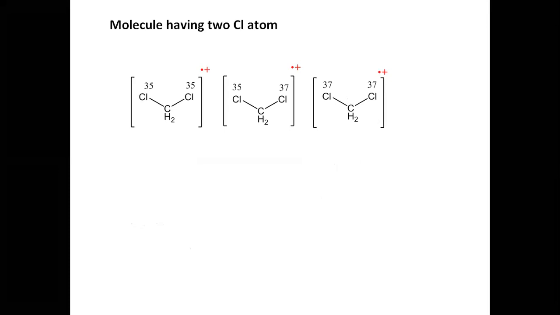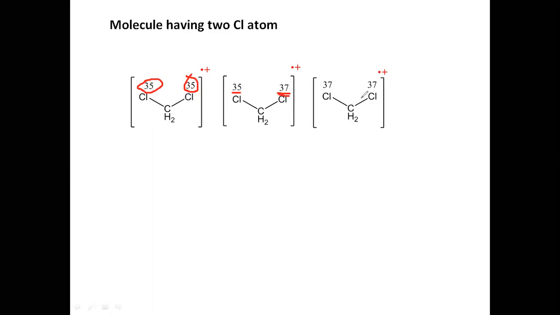Here we have shown directly the molecular ion, CH2Cl2, you have taken. So what are the chances of two chlorine? These two chlorine could be 35, 35, or one of the two is 35 and another will be 37, and both chlorine 37 is possible. So the three possibilities are there, not more than three possibilities, right?